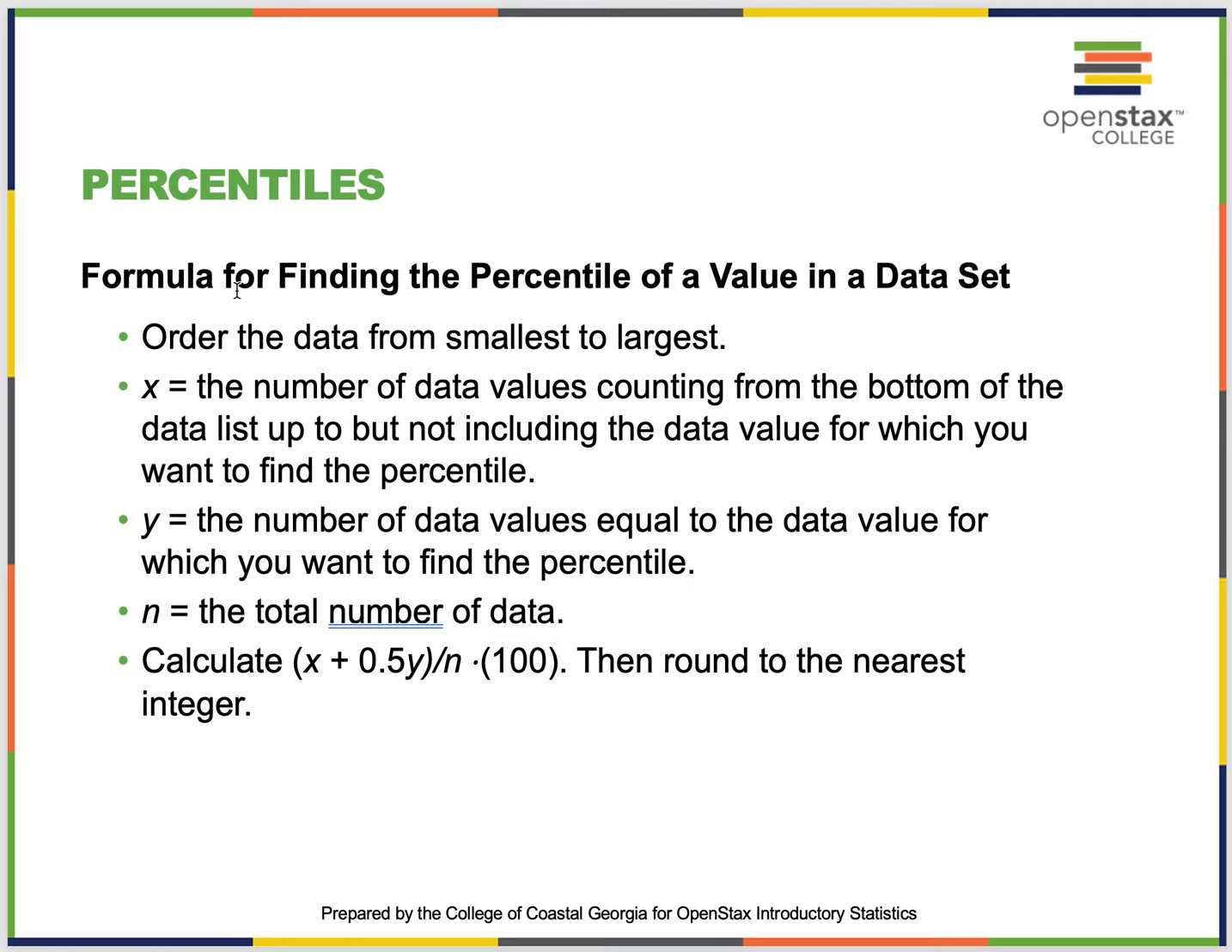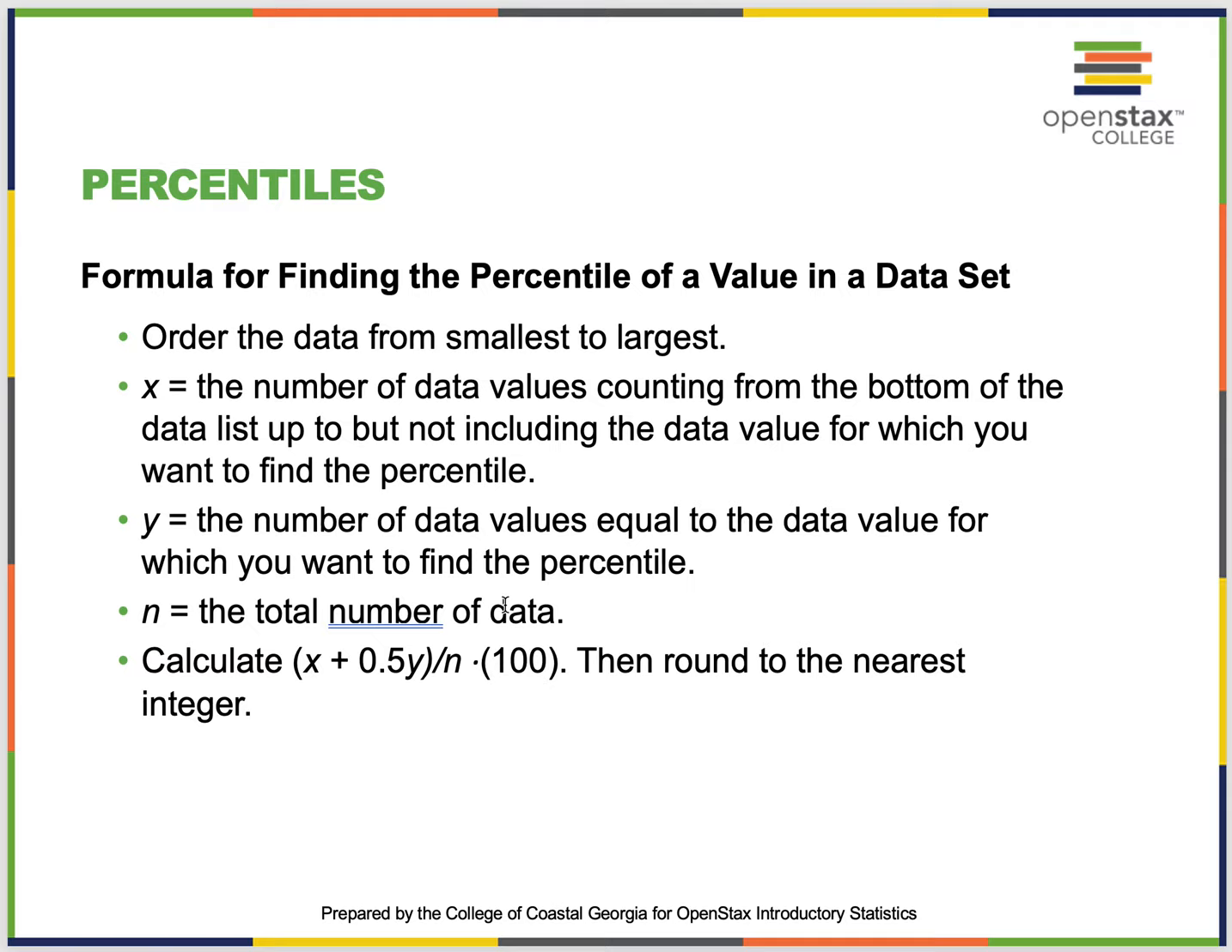So, the formula for finding the percentile of a value in a data set. Order the data from smallest to largest. X equals the number of data values counting from the bottom. Y is the number of data values equal to the data value for which you want to find the percentile. N equals the total number of data.